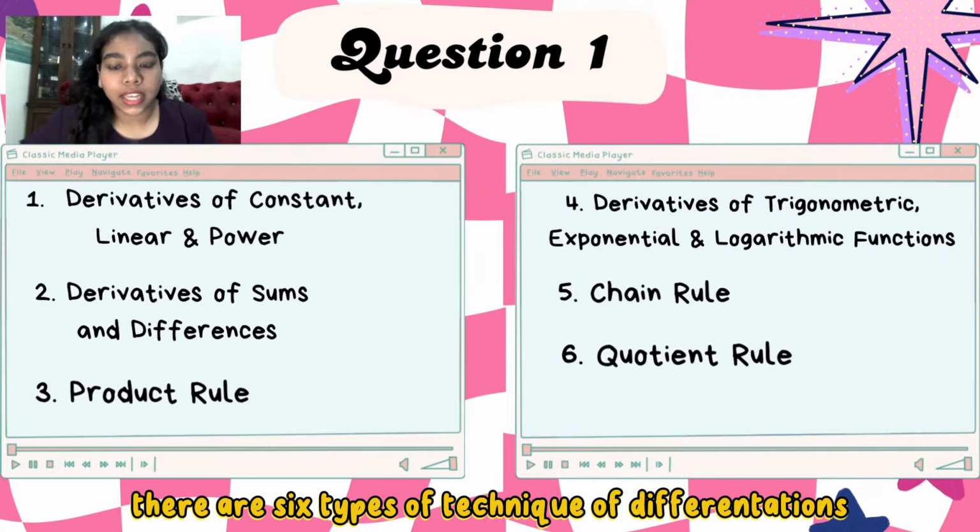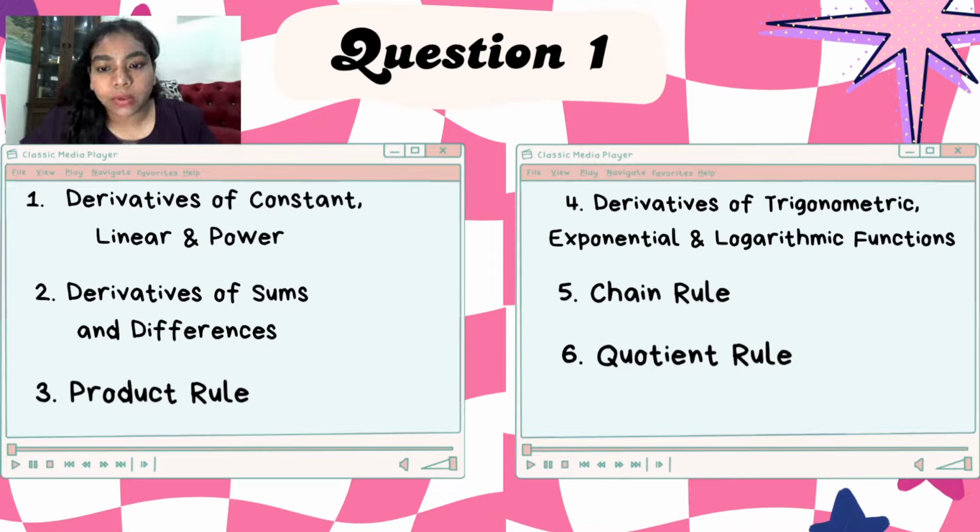There are 6 types of techniques of differentiation. The first one is derivatives of constant, linear, and power. The second one, derivatives of sums and differences. Next, it's product rule. The fourth one is derivatives of trigonometric, exponential, and logarithmic functions. The fifth one is chain rule. And last but not least, quotient rule.